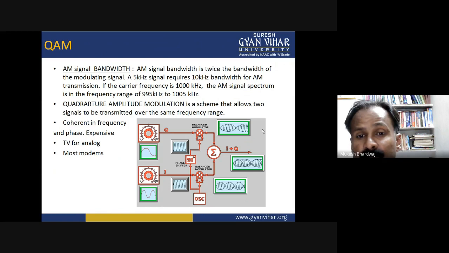to 1005 kilohertz. Quadrature amplitude modulation is a scheme that allows two signals to be transmitted over the same frequency range. The coherent in frequency and phase is expensive. TV for analog. Most modems work on the quadrature amplitude modulation system.